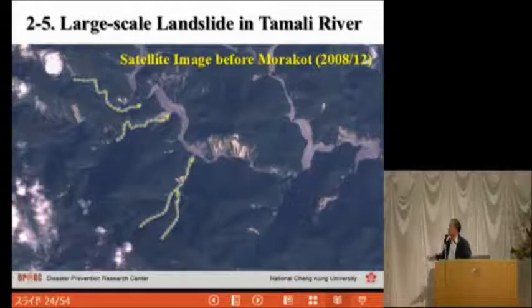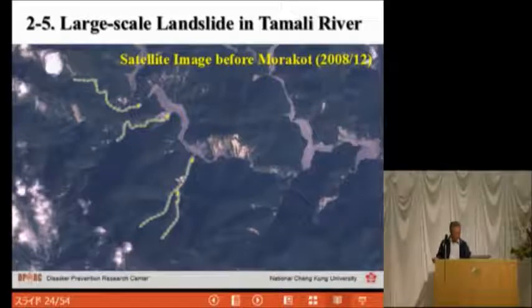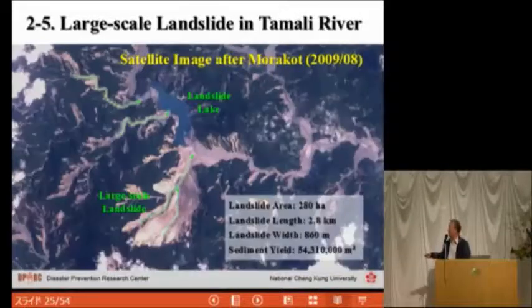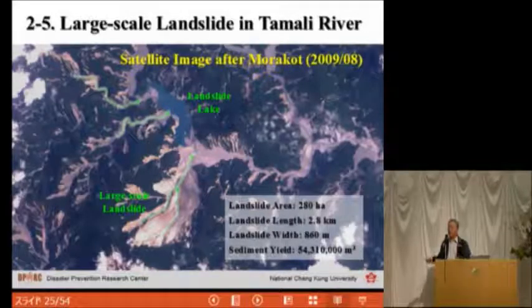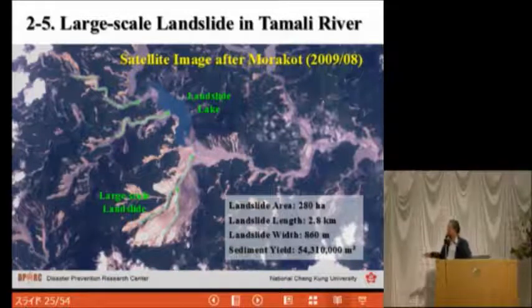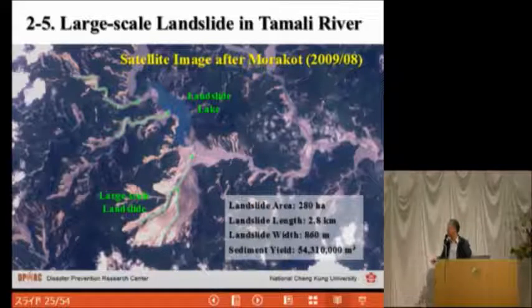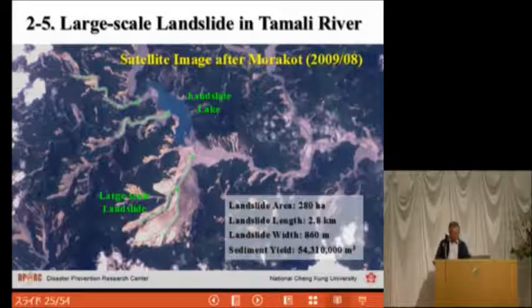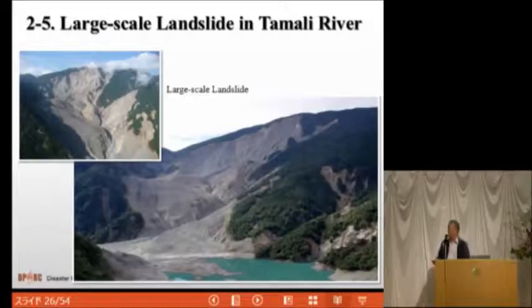This is before the landslide, and you can see here. After only one typhoon, you can see a lot of landslides. And in this landslide, the soil block moved to the main channel and became a lake, and this is the landslide dam. And you can see the photo. This is a lake, and there is the landslide.